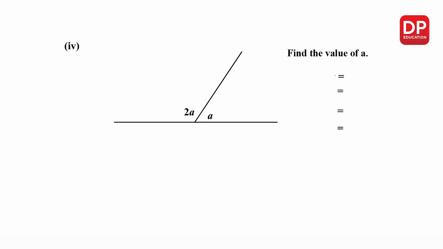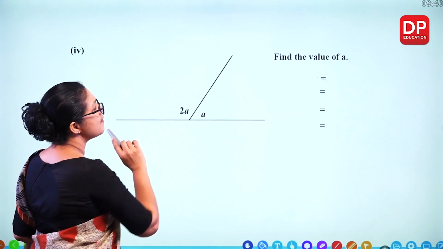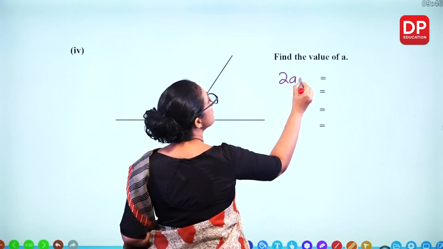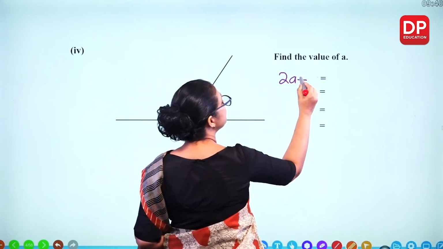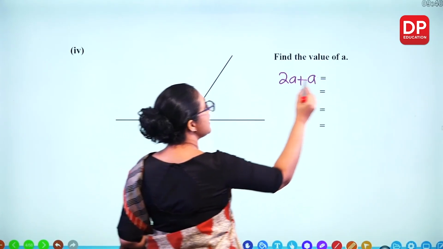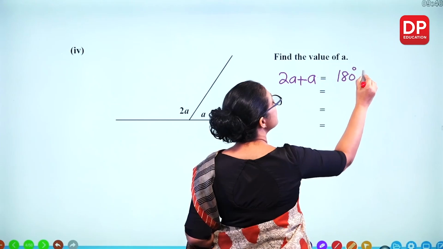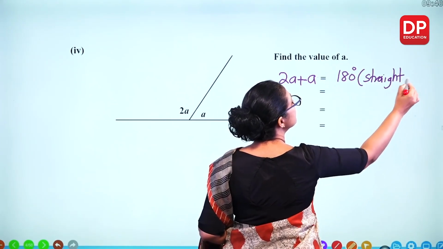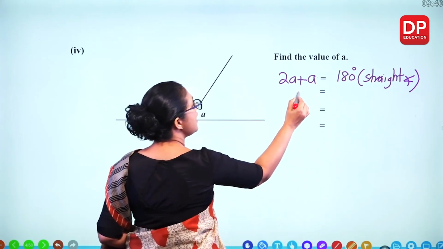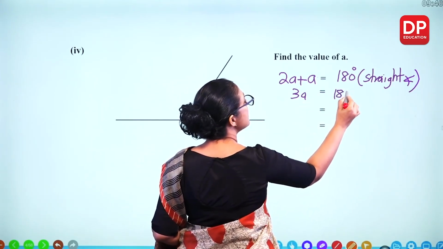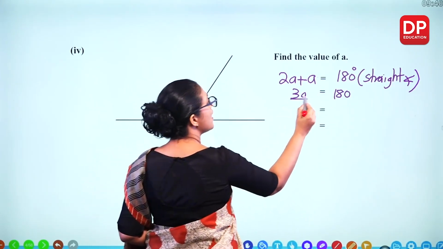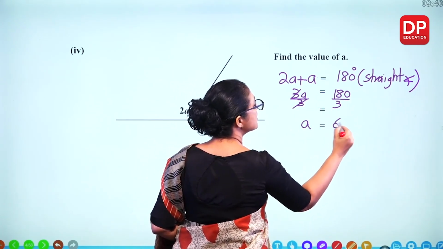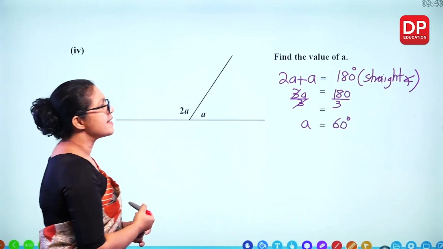Another straight line. One angle is 2A, the other one is A. So we can find A using the property of straight angle. 2A plus A is 180, straight angle. So 3A equals 180. How do we find A? Divide this by 3. So you get A equals 60 degrees.